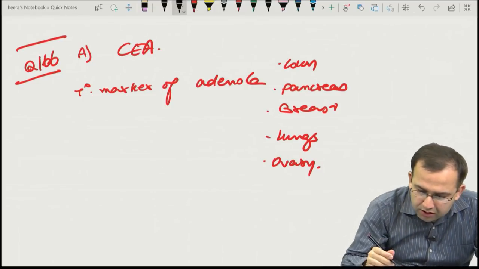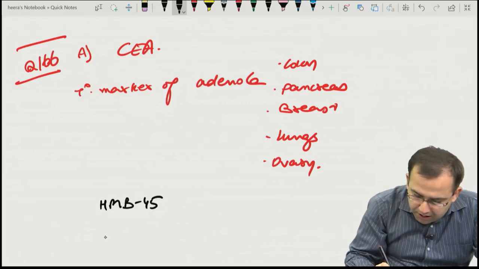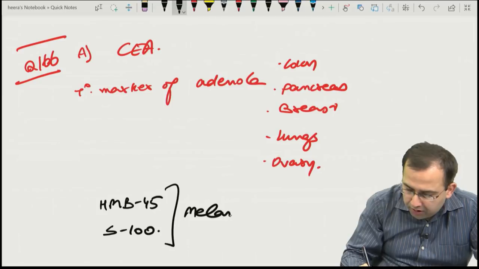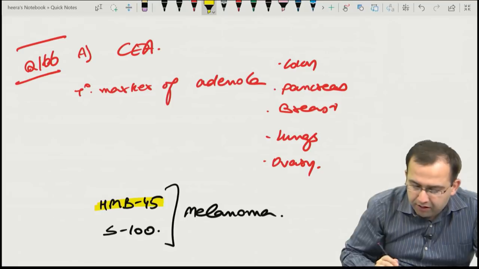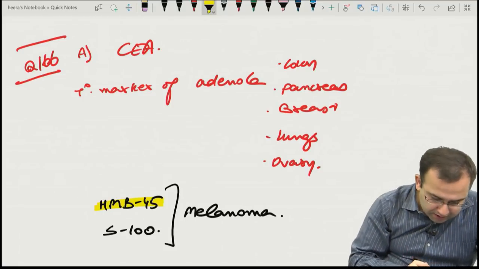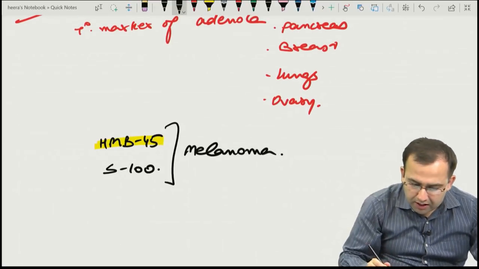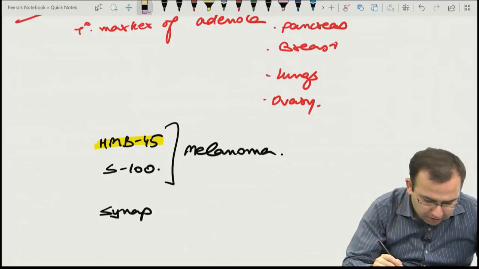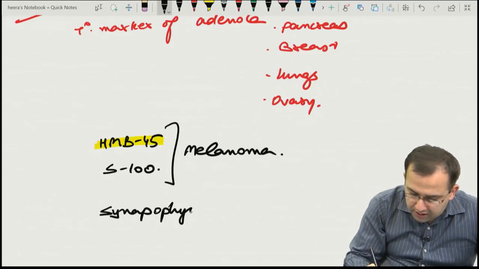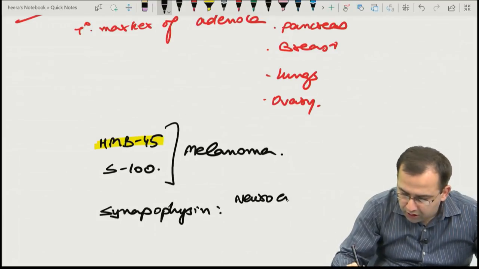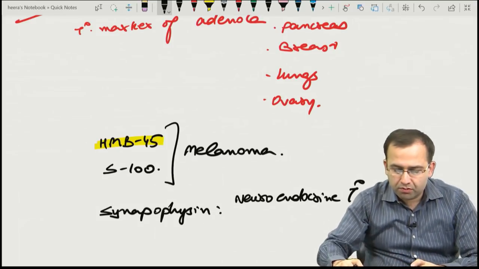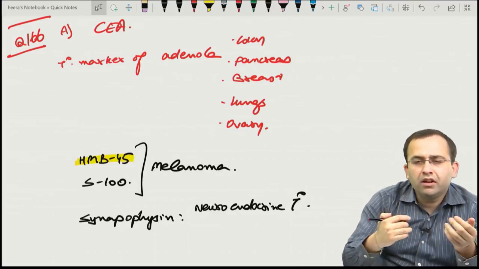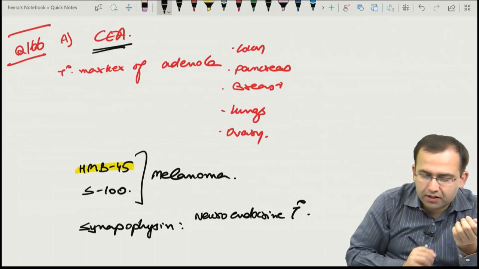Next, the other options in the question were HMB45 and S100. Both of these are immunohistochemistry markers for melanoma, out of which HMB45 is more specific for melanoma. The last option was synaptophysin, which is positive in neuroendocrine tumors like small cell carcinoma, along with NSE and chromogranin, which are positive even in carcinoid tumors. So the answer to the question was CEA.